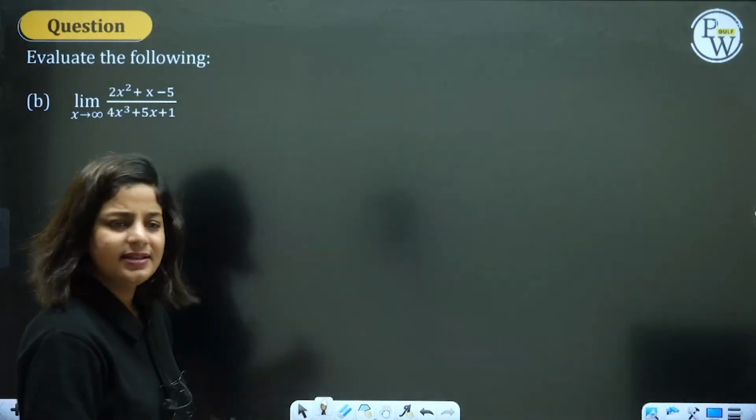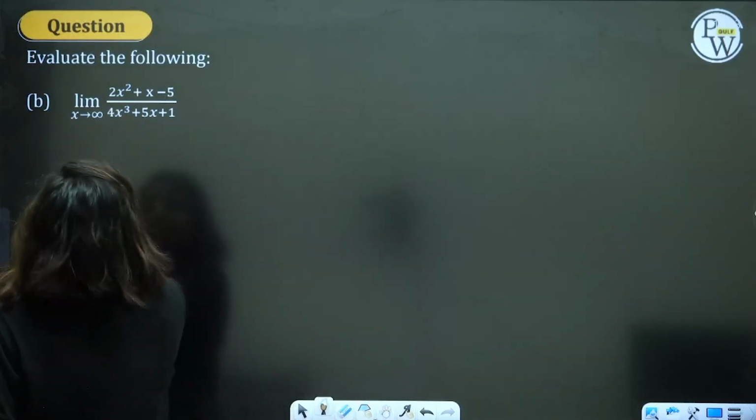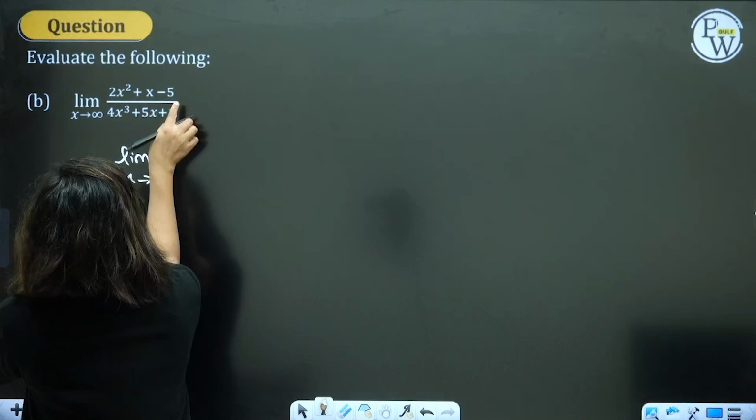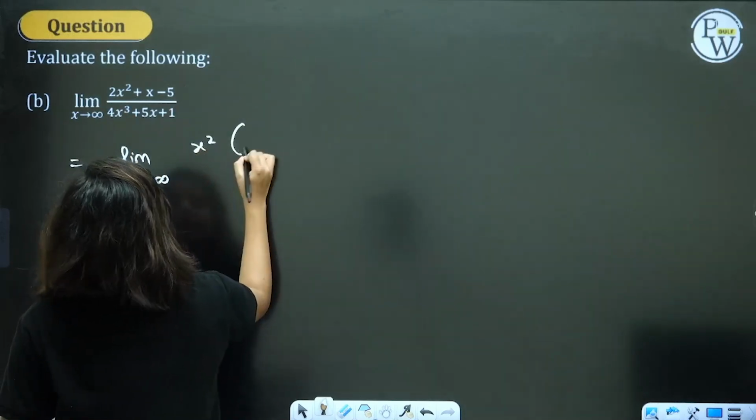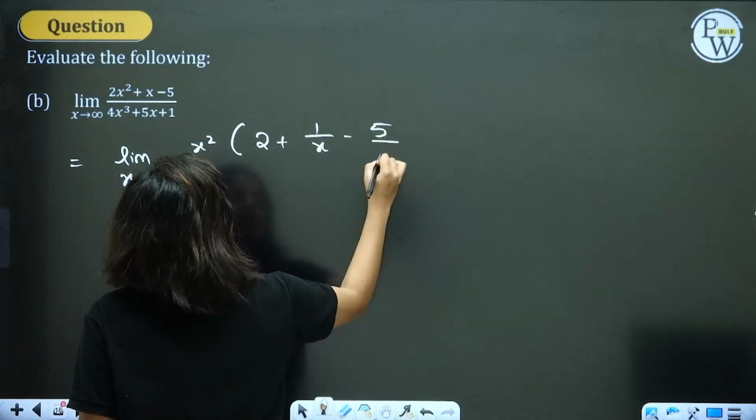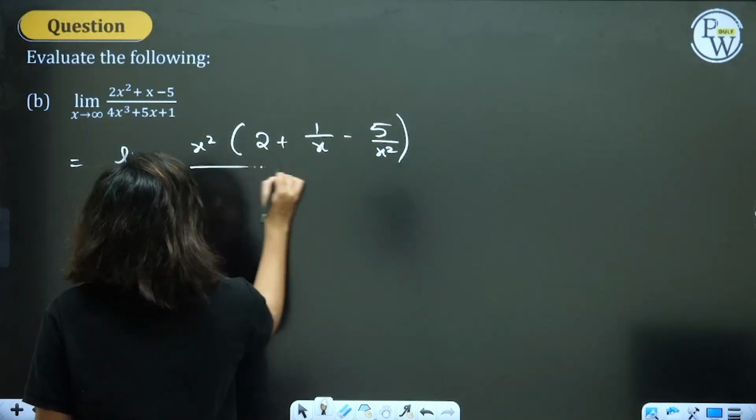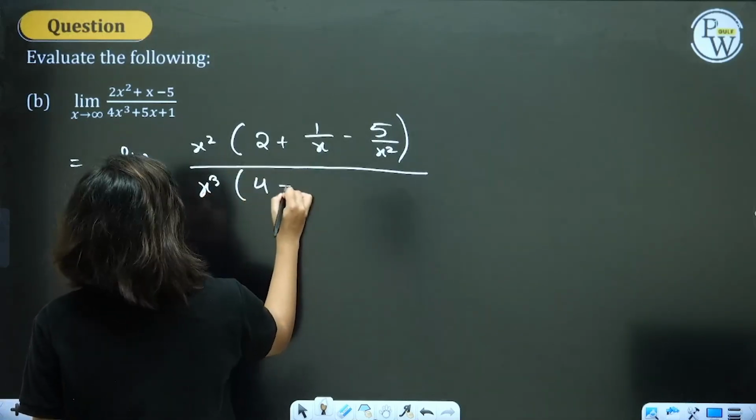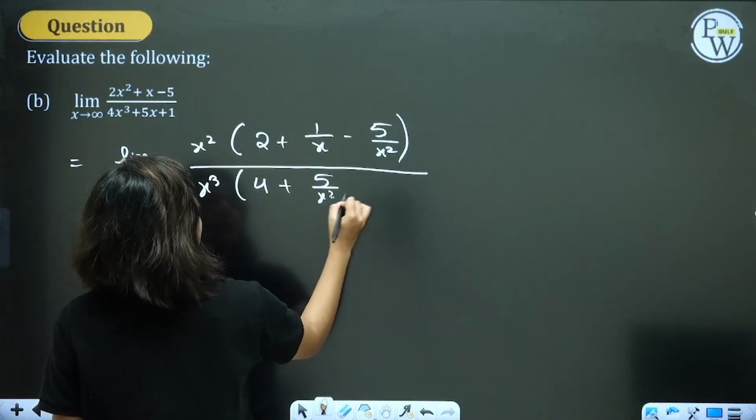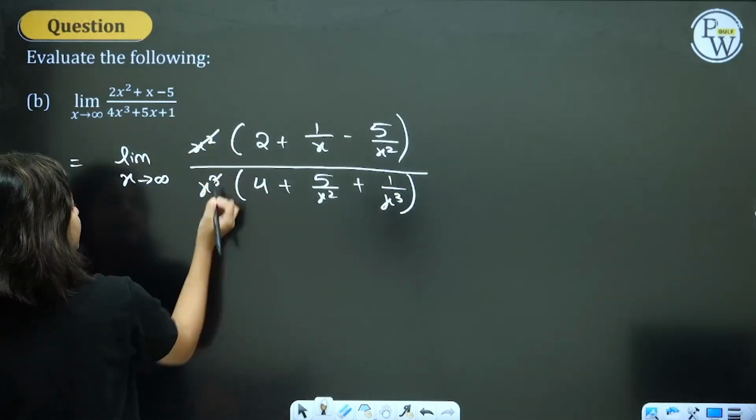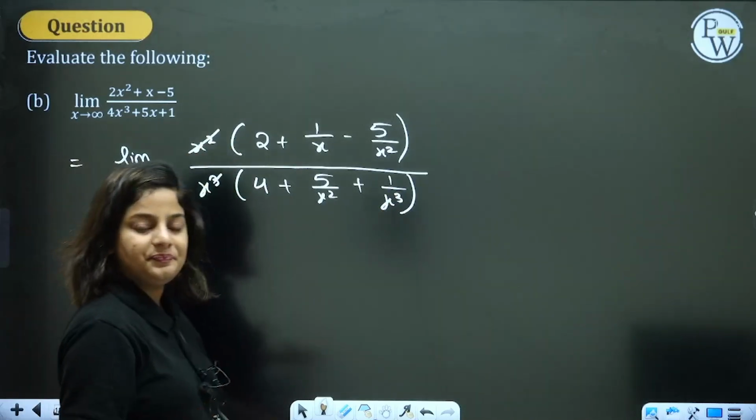Next. Similarly, highest power from numerator. What is the highest power in numerator? X square. Let's take x square common. So 2 plus 1 by x minus 5 by x. From denominator, x cube is highest power. Take it common. 4 plus 5 by x square plus 1 by x cube. X square and this 1 by x will be left.